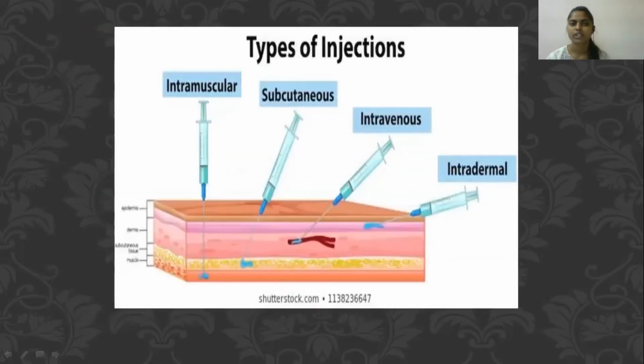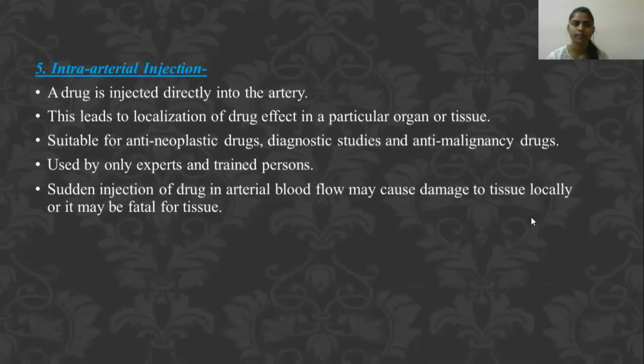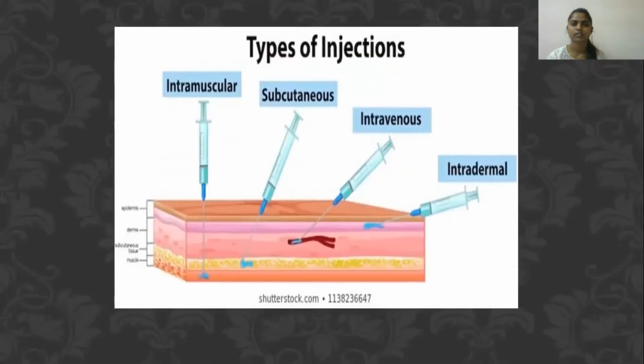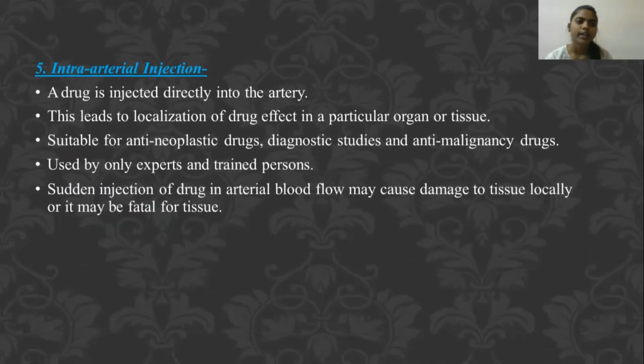So types of injections like intramuscular, subcutaneous, intravenous, intradermal. So these are the types of injections. So intraarterial injection is there. Intraarterial, the drug is injected directly into the artery and this leads to the localization of the drug effect in the particular organ or tissue.